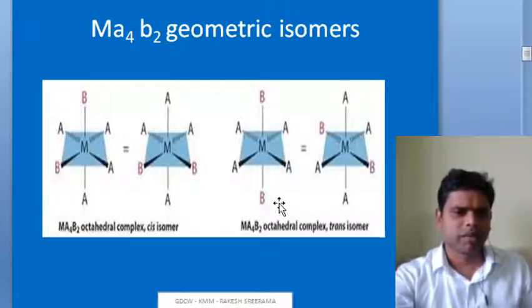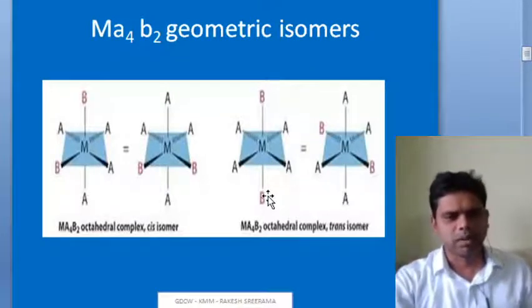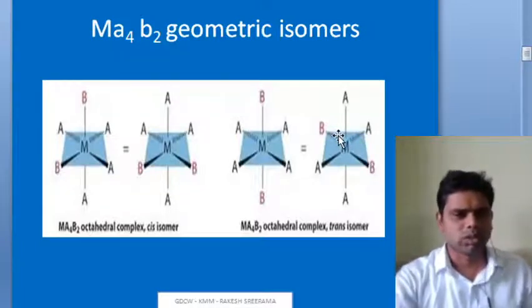Here two B's are having what? A 90 degrees angle of separation. So again it is a cis. Now you change them, B here and another B here. It results in the trans isomer. And B here and B here, it is also 180 degrees separation. So it's a trans isomer.